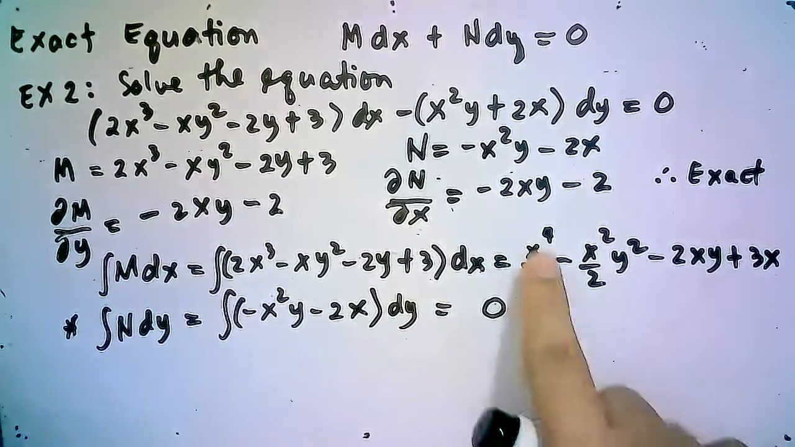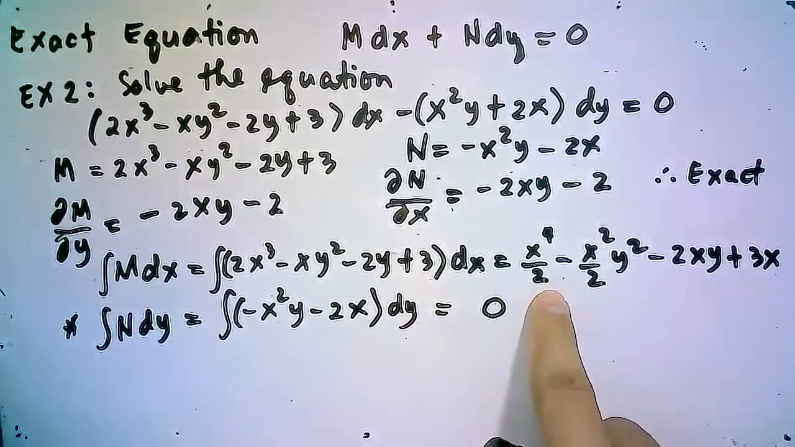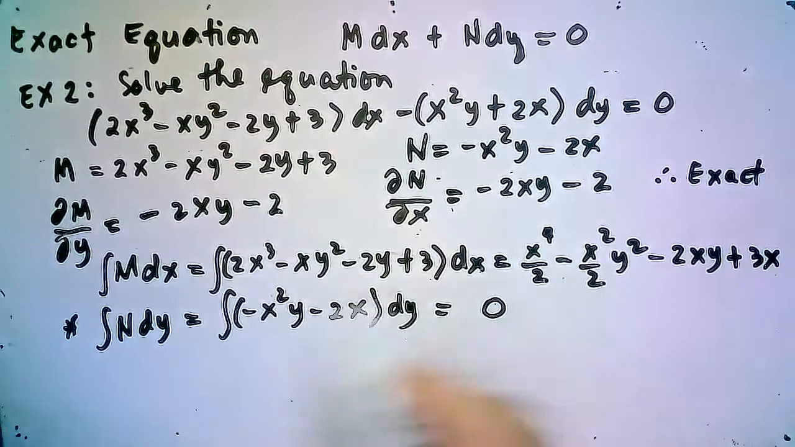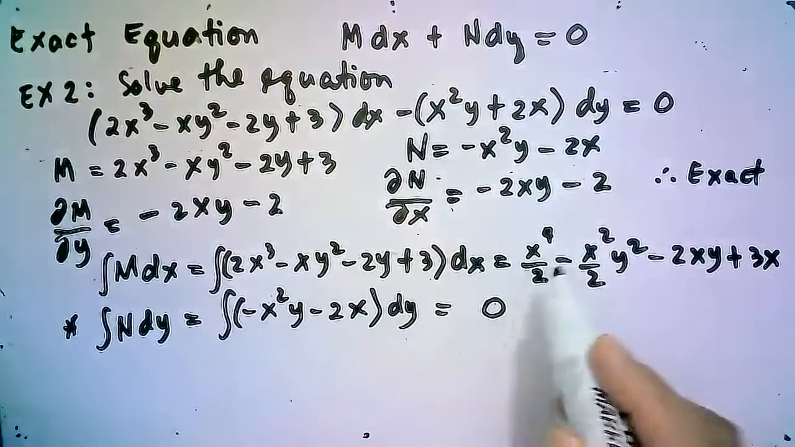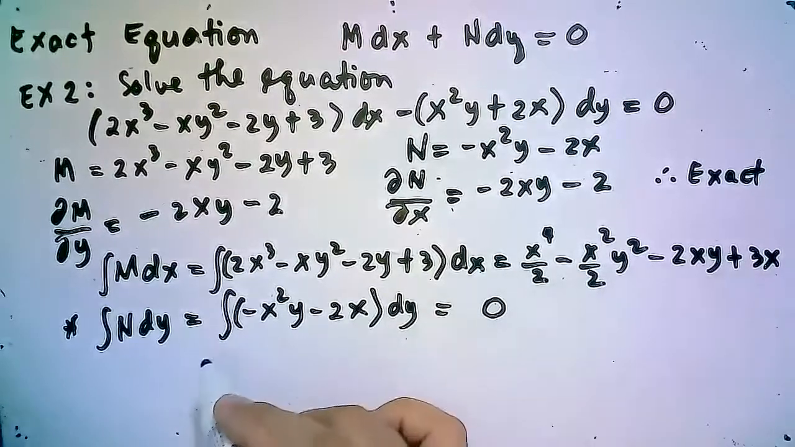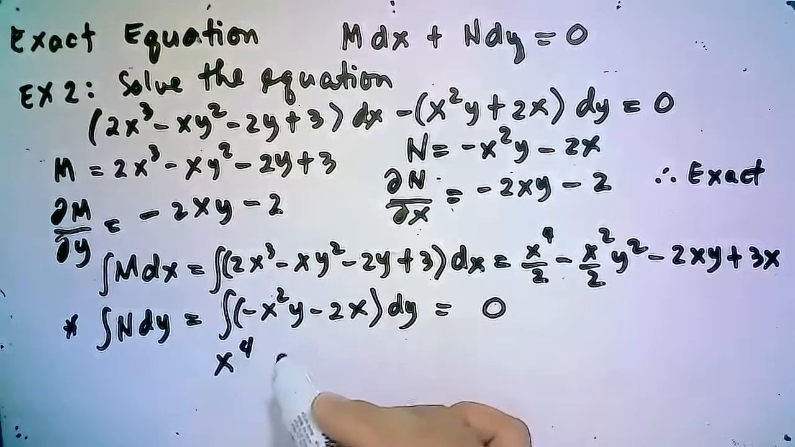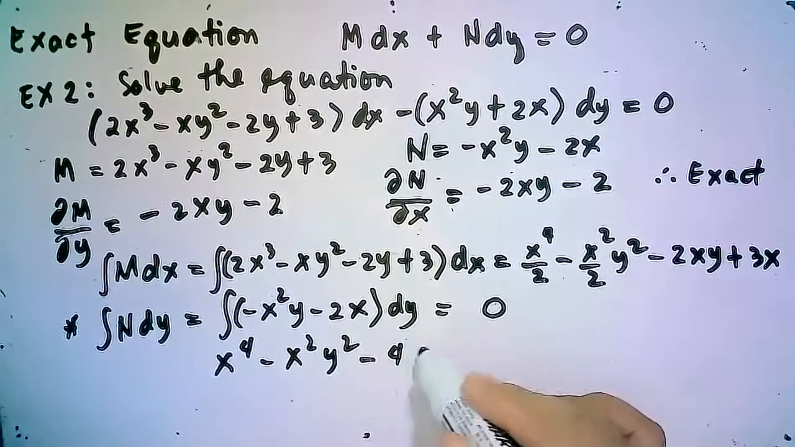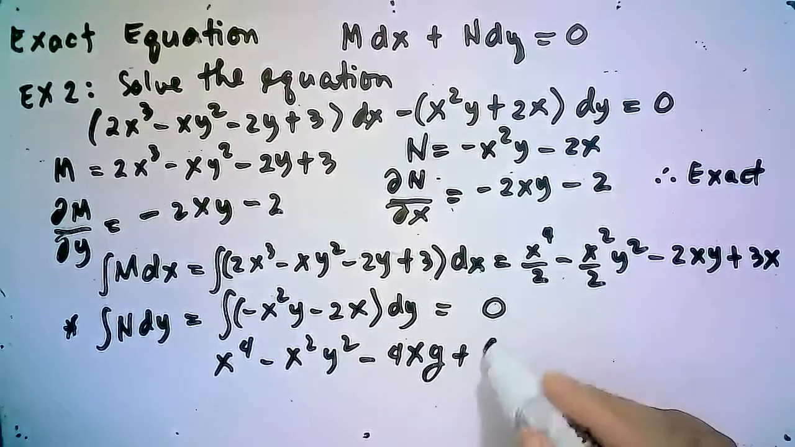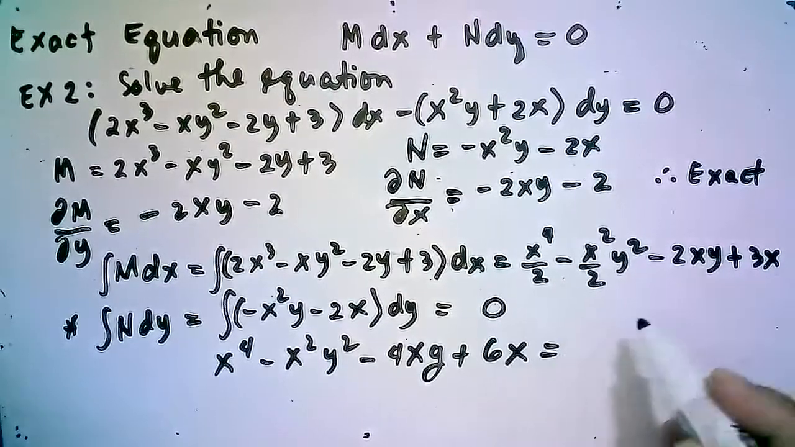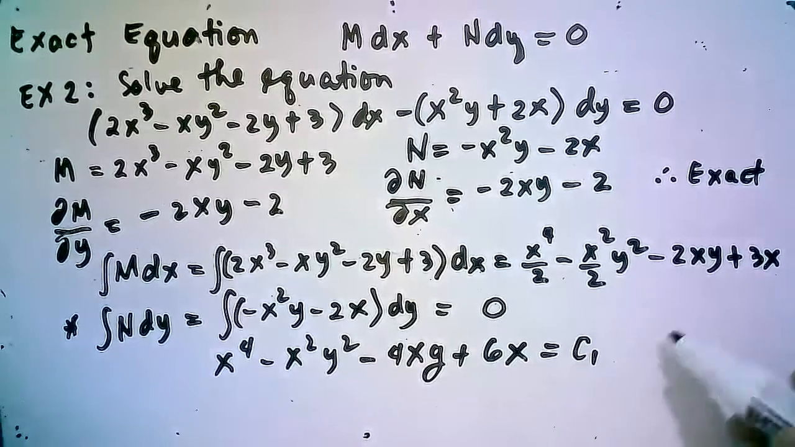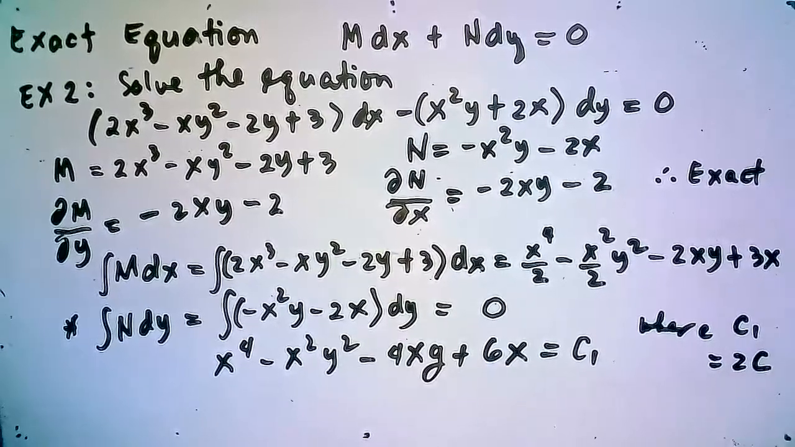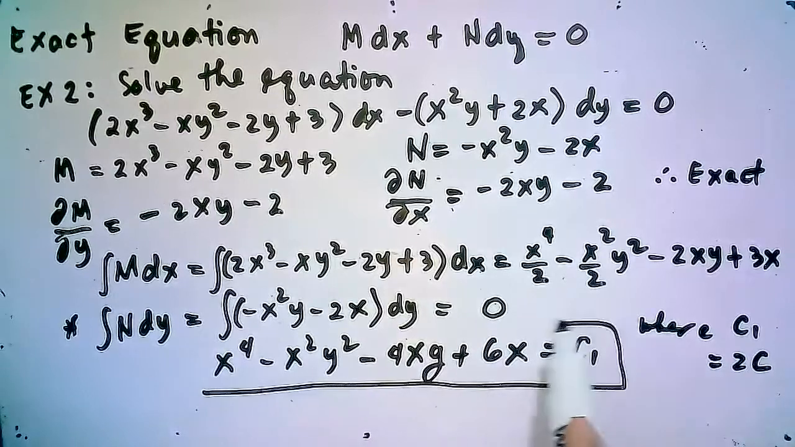And if you have here a fraction, we will multiply it by 2. So we will multiply this whole equation by 2. So we have x to the 4th minus x squared y squared minus, times 2, that becomes 4xy, plus, times 2, that is 6x, which is equivalent to C or C sub 1, wherein C sub 1 is equal to 2C. So you have this answer as your final answer.